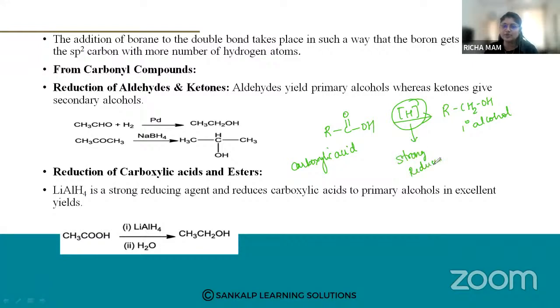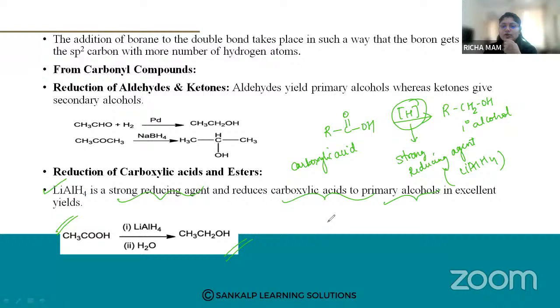Which is a strong reducing agent? I can use lithium aluminum hydride. We know that lithium aluminum hydride is a strong reducing agent, and it will reduce the carboxylic acid to a primary alcohol. So the acid gives you an alcohol.